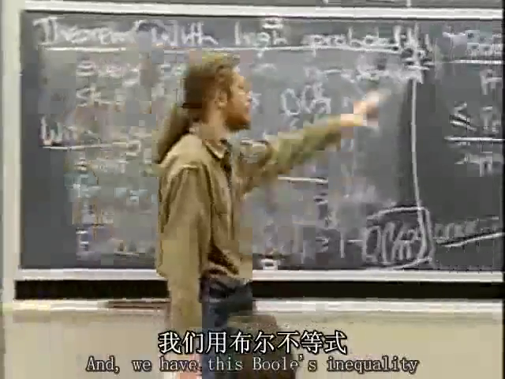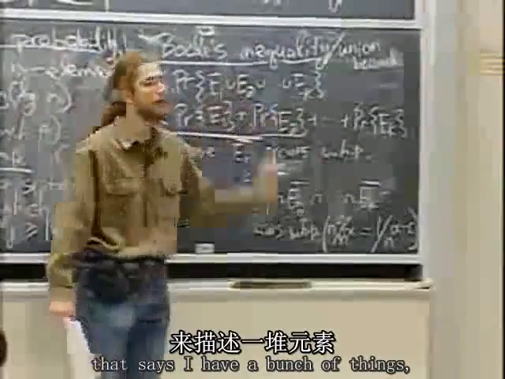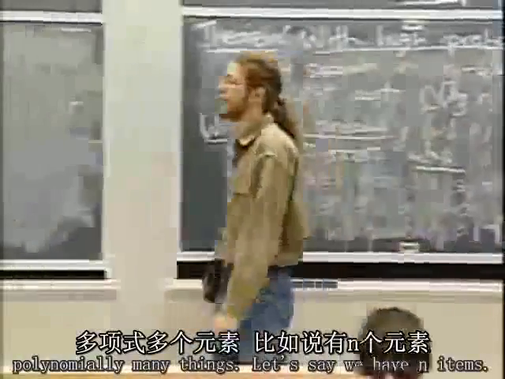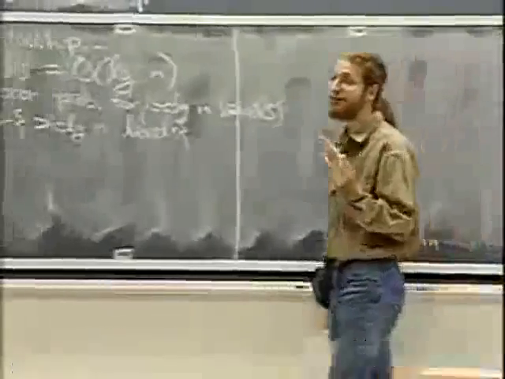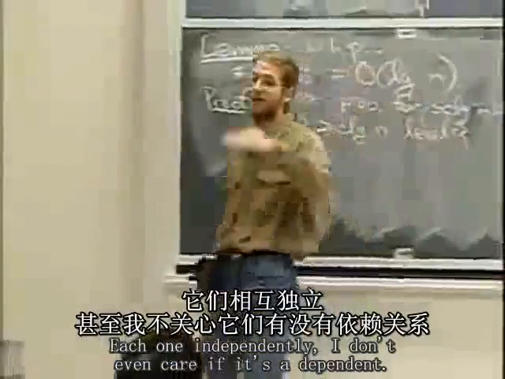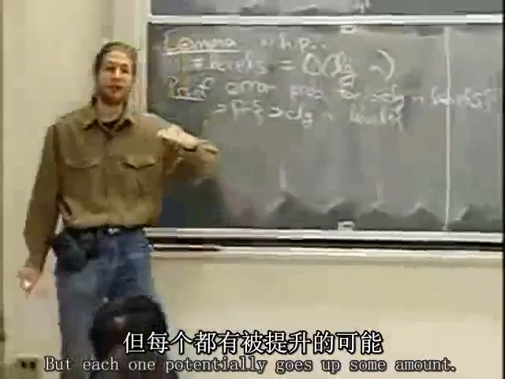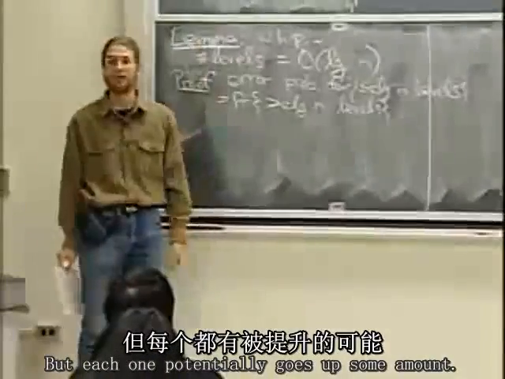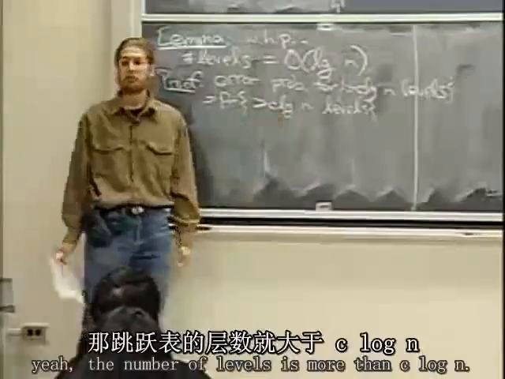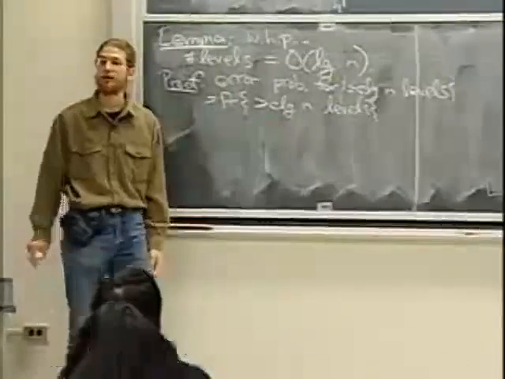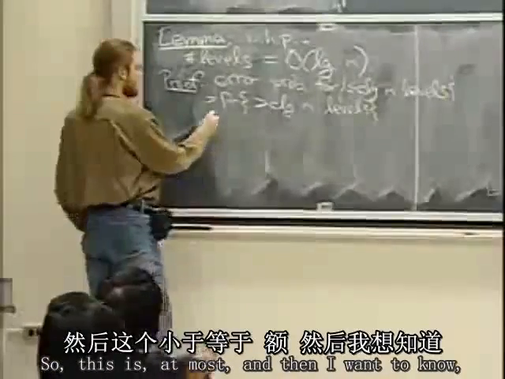And we have this Boole's inequality. It says, well, I have a bunch of things, polynomially many things. Let's say we have n items. Each one, independently, I don't even care if it's independent, but each one potentially goes up some amount. If it goes up more than C log n, yeah, the number of levels is more than C log n. So this is at most.